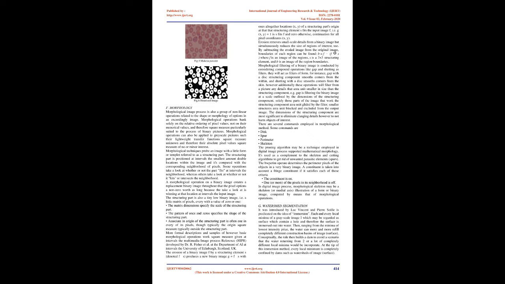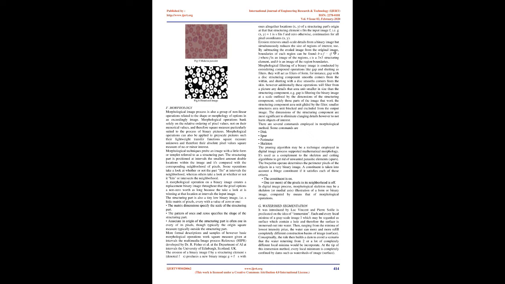Morphological techniques probe an image with a small shape or template called a structuring element. The structuring element is positioned at all possible locations in the image and it is compared with the corresponding neighborhood of pixels. Some operations test whether the element fits within the neighborhood, while others test whether it hits or intersects the neighborhood. A morphological operation on a binary image creates a new binary image in which the pixel has a non-zero value only if the test is successful at that location in the input image.